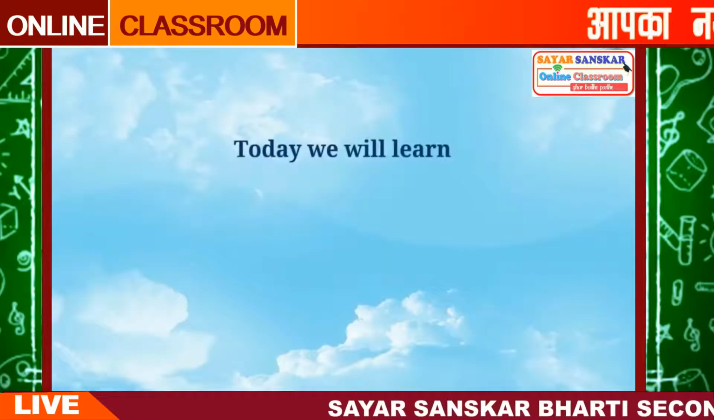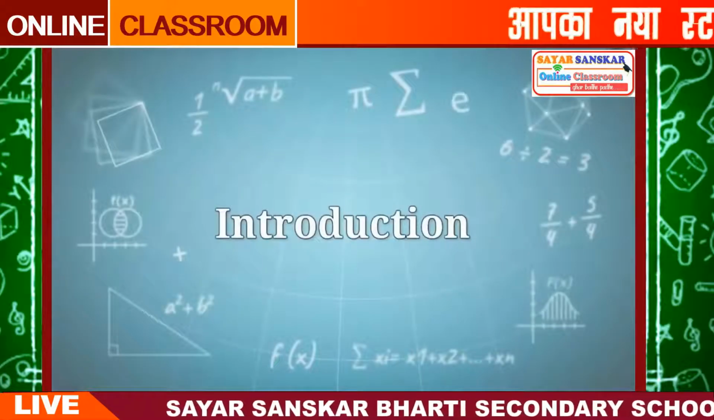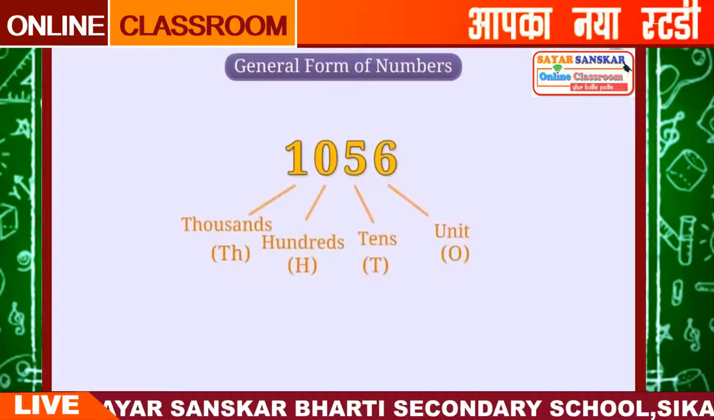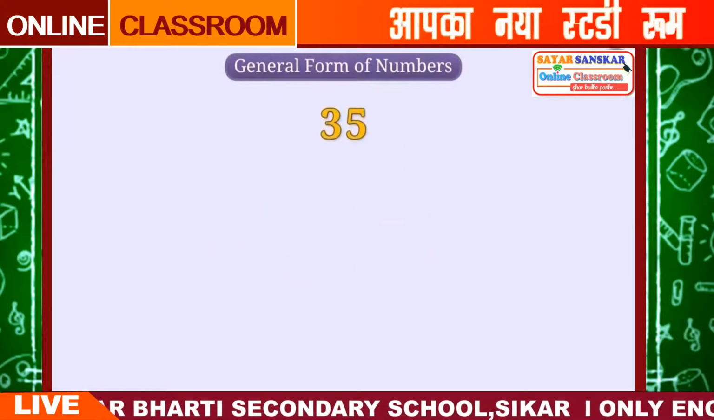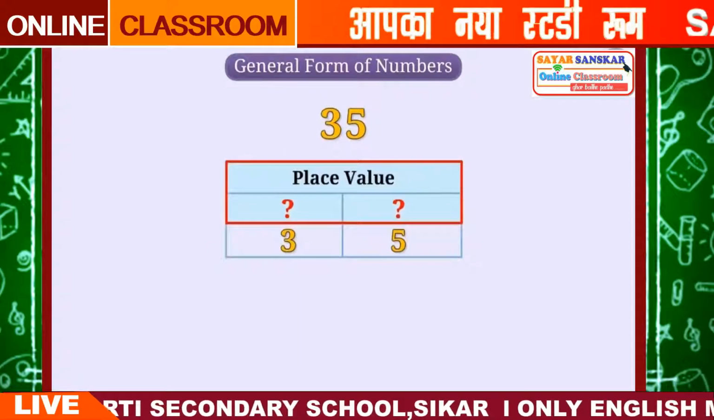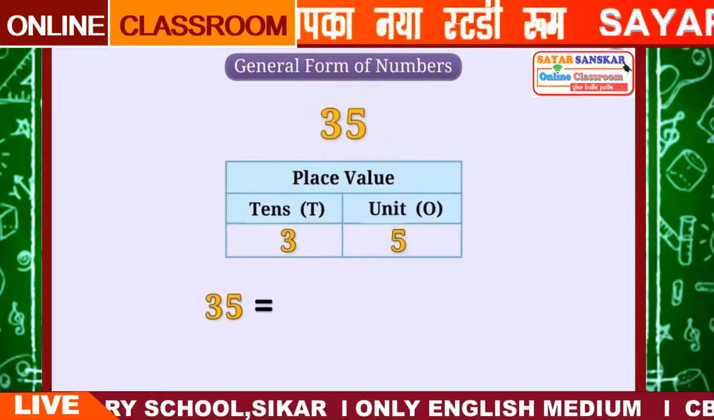Today we will learn the general form of numbers. You will remember that every digit in the number has its own place. Can you tell which places 3 and 5 are in, in the number 35? Is 3 at the tens place and 5 at the units place? We can write this number as 10 into 3 plus 1 into 5.